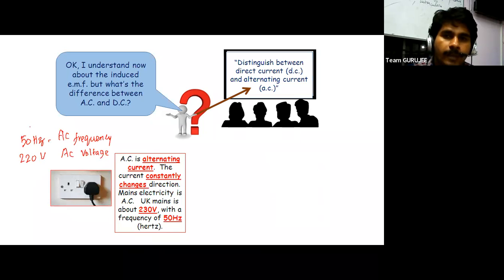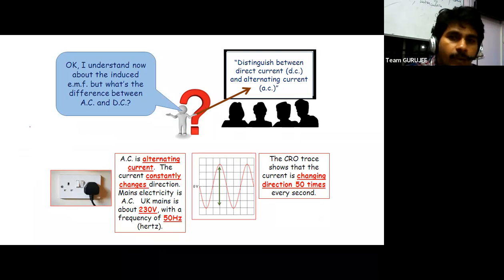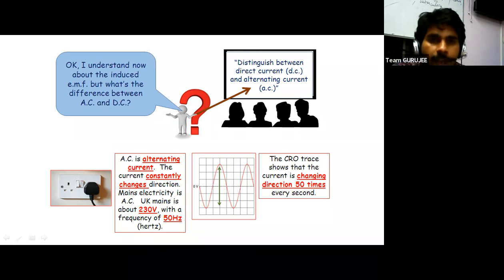So through a CRO, the direction of alternating current changes its direction 50 times per second. So you have to imagine that per second, 50 times the current changes direction. Understood? So this is the picture. That is one direction, that is a negative direction, that is positive, that is negative, that is also positive.